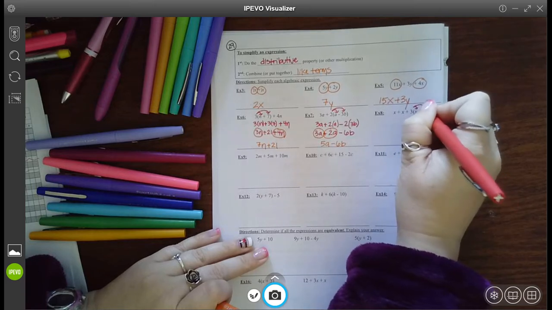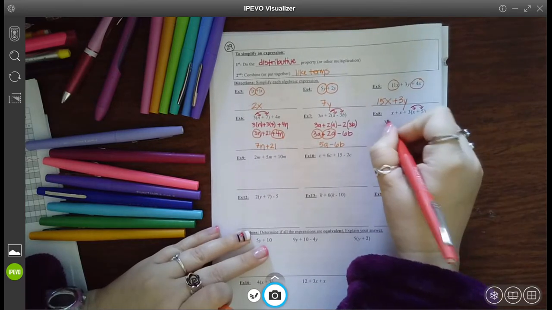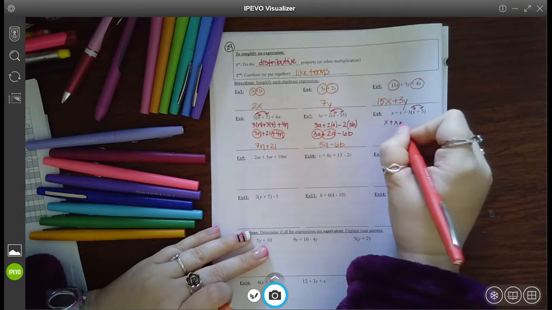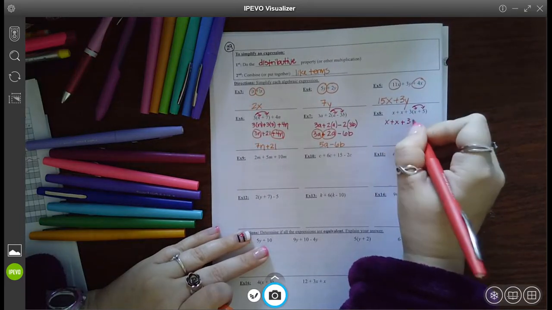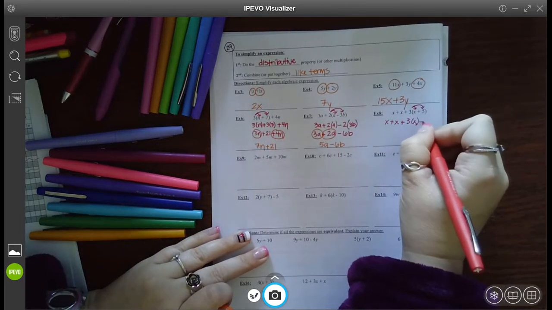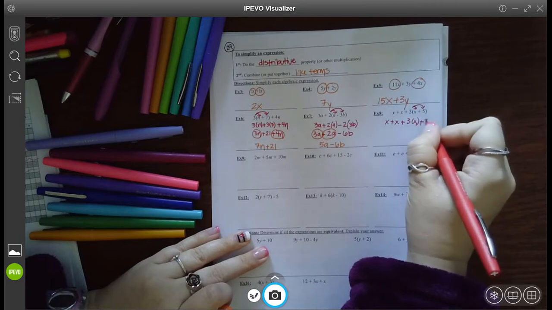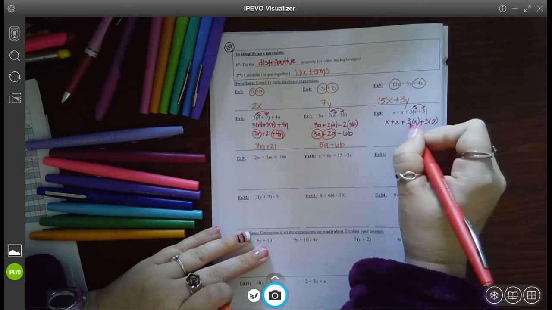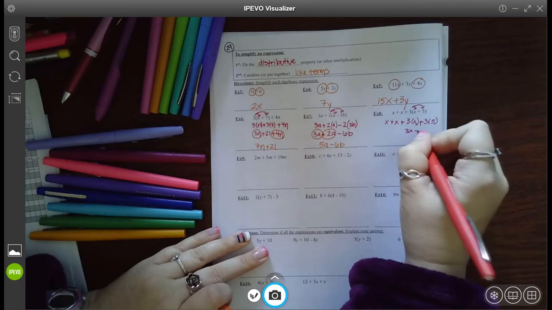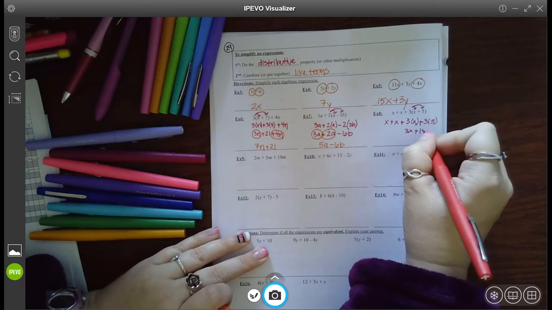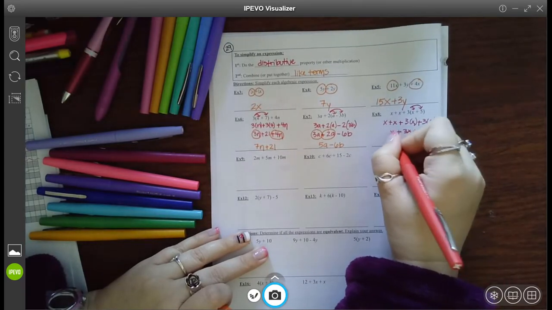You unpaused it. Okay, bring down that x, bring down that x, distribute that 3 to that first x, bring down your sign in between, and 3 times 5. So that simplifies to 3x plus 3 times 5 is 15. And bring down your other things in front.